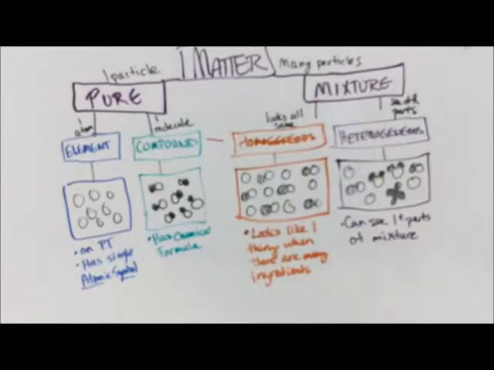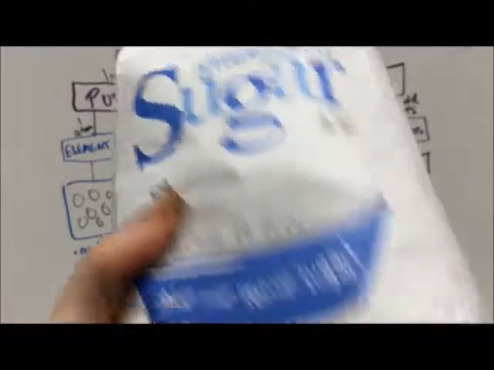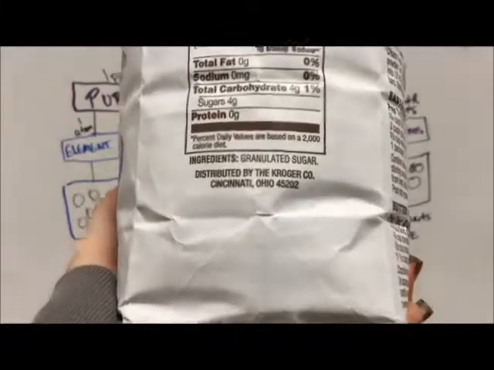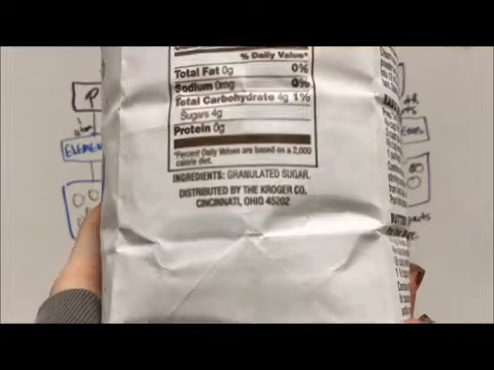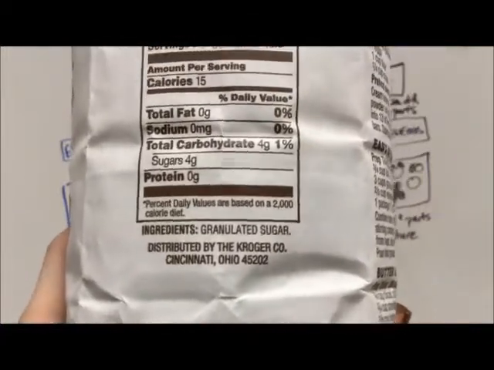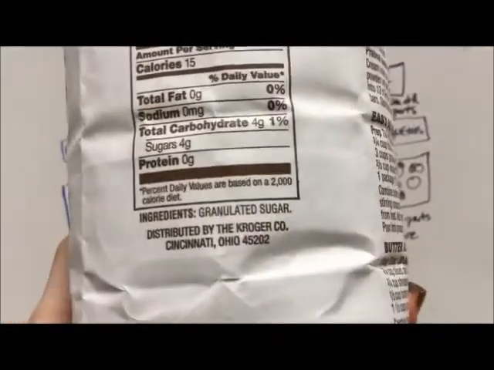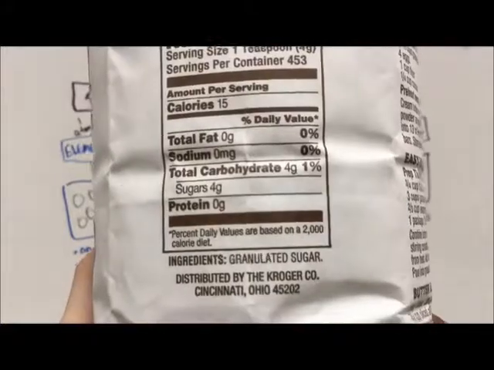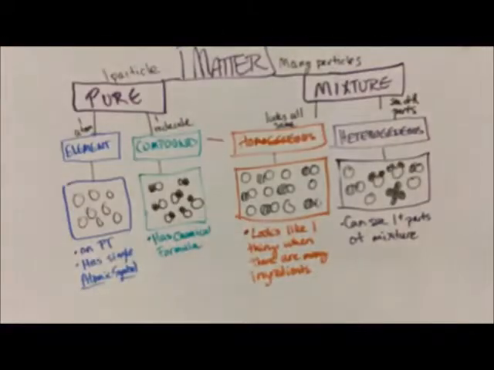Okay, how about this guy? Here we have a bag of sugar. If we look on the side, the ingredient is granulated sugar. Again, this is kind of a science thing. I know that sugar is C12H22O11, so I know that inside of here is a compound. And a lot of that just comes from further knowledge.